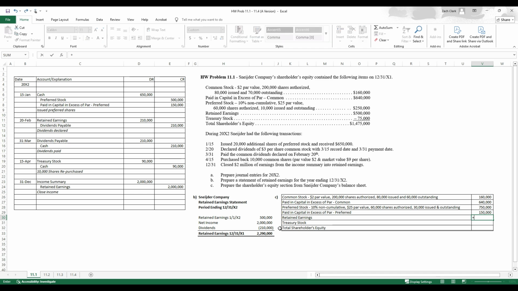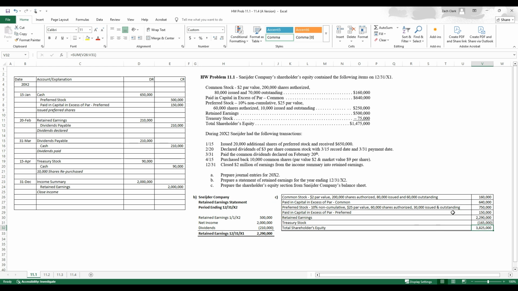And then retained earnings is just pulled over from our retained earnings statement. And then less the treasury stock, we started with 75,000, and then we're going to bump that up by 90,000. So we end up with 165,000 total. Again, 75,000 plus 90,000 gets us the total, and it's a contra equity, remember, so that's going to be a negative amount. And that gives us a total ending shareholders equity of 3,825,000. So that's our shareholders equity statement.